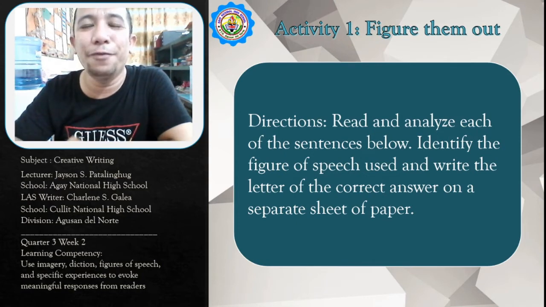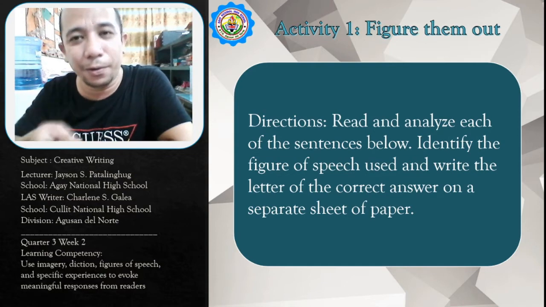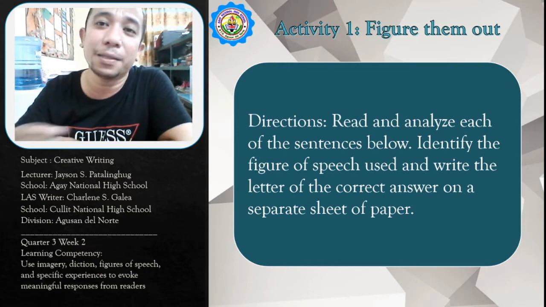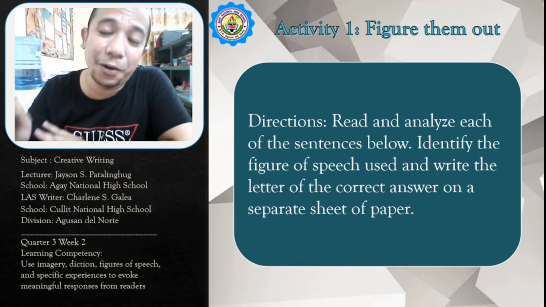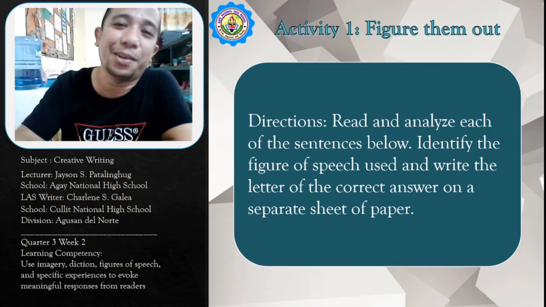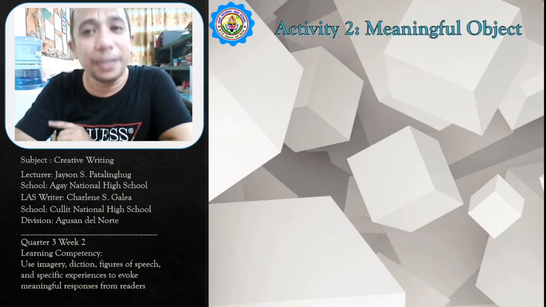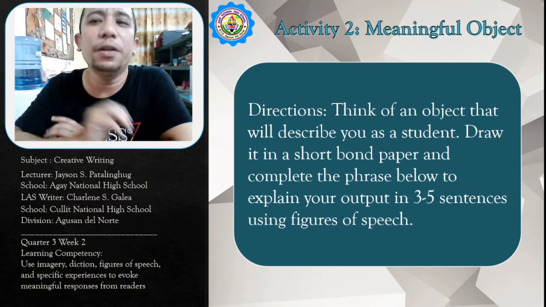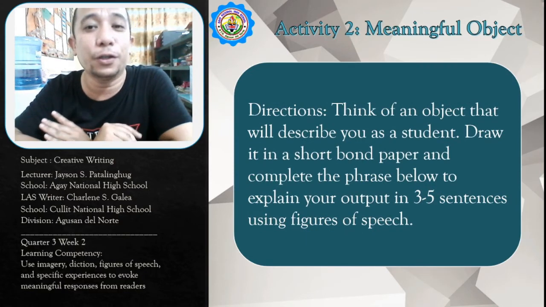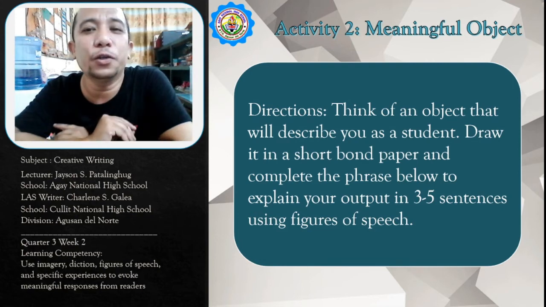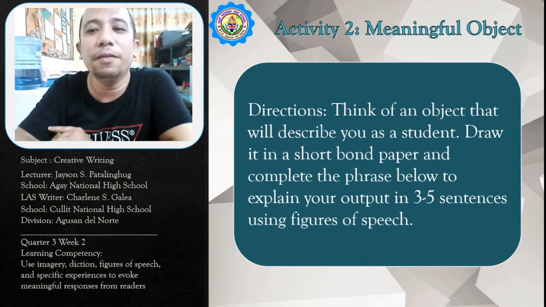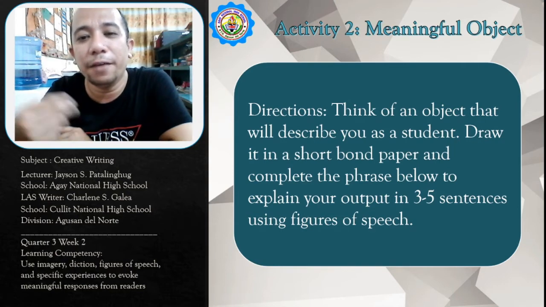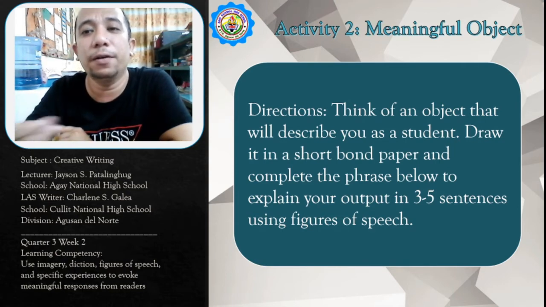If you have not understood all of them, you can go back and view again from the beginning, or you can simply ask me a question by writing your question in the comment section. For Activity number 2, it's Meaningful Object. Think of an object that will describe you as a student. Draw it on a short bond paper and complete the phrase below to explain your output in 3 to 5 sentences using figure of speech.